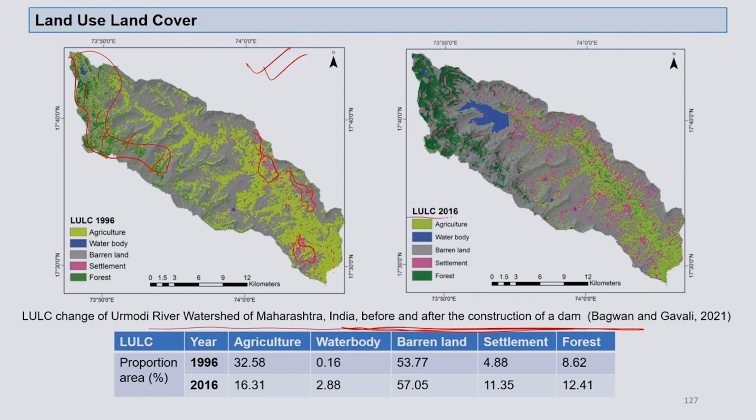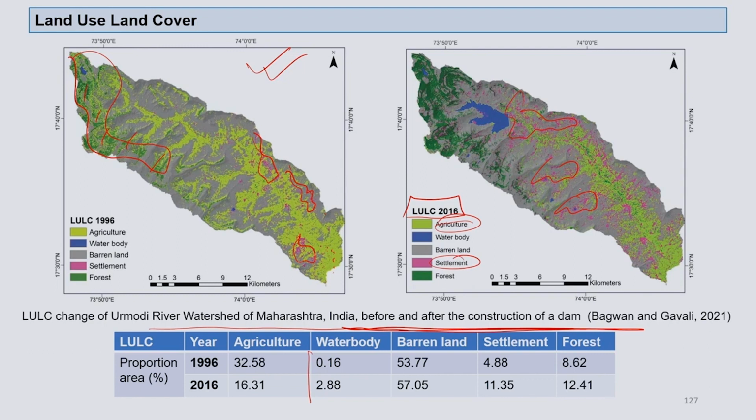Now 2016, after 20 years, 2 decades, how things have changed, especially after the dam has been created. This data table will give you a much clearer idea, but here you can easily see that the green component, agriculture, has drastically reduced, and settlement has increased. You see here, here, here. So, these are some new areas where settlement has come up.